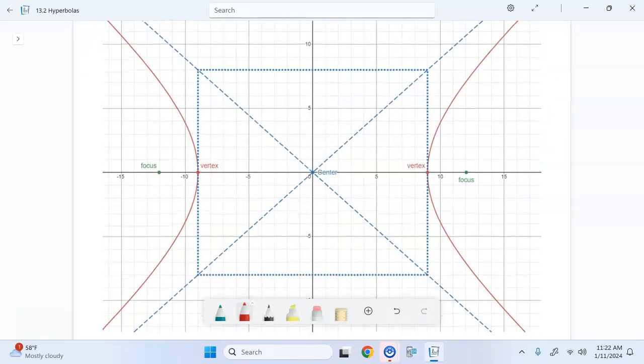So this is a better picture. We used Desmos to get something a little bit more accurate. The dotted lines you can see are our fundamental rectangle, as well as the two asymptotes going directly through the center and the corners. We got our vertices plotted as well as the foci, and we see how it starts to approach the asymptote, and as we zoom out more and more, it'll get closer and closer till it looks like it's essentially on it, but it never does actually cross it.